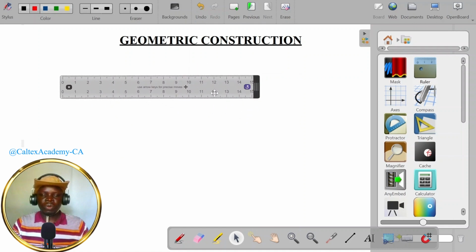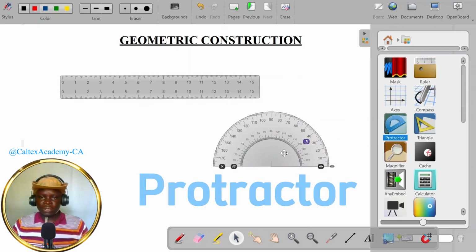This is how we do it in software, but physically you can put the ruler on top of your table and make sure that the ground is flat. Now that is one of the instruments we're going to use for our geometric construction. And the next instrument I'm going to pick is this one.